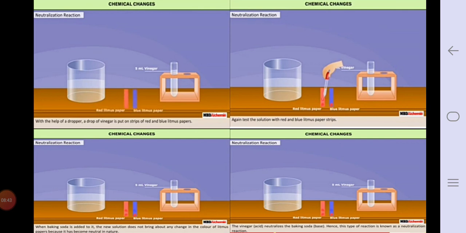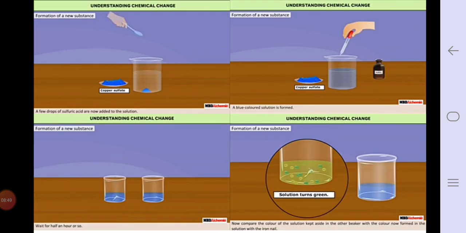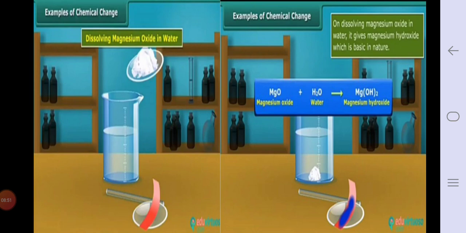So the remaining part of this we'll see in the next period. Till then you have to remember which new substances are formed here, and how the reaction takes place in these three activities. So we'll stop here today.